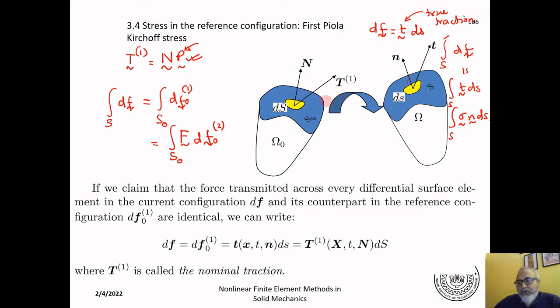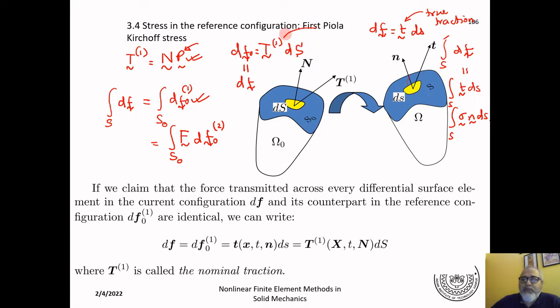In the first case, we are going to make this statement, and we are going to say that the force transmitted through this is point to point equal to the force transmitted through this. Therefore, if the force transmitted through this is T1 times d capital S, this is equal to dF naught, and this dF naught is point to point equal to dF. So obviously, if I integrate this dF naught over S naught and this dF over S, I get the same result. This is my first assumption, and this will lead to a measure of stress that we are going to work out now.